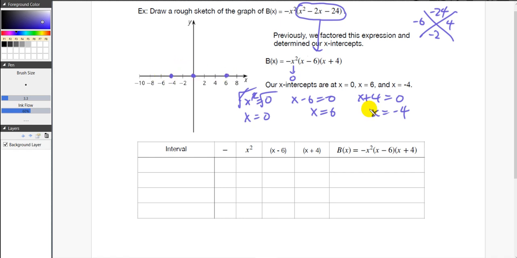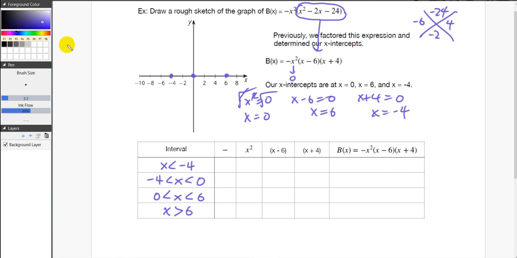Okay. So there are 4 regions for us to consider. There's this region here. So this means we're going to choose an x less than negative 4. We have this region here. Let me make that a little bit nicer. This region here. So you're going to choose an x between negative 4 and 0. We have this region here. So you're going to choose an x between 0 and 6. And last, we're going to choose an x this way. So we're going to choose an x greater than 6.